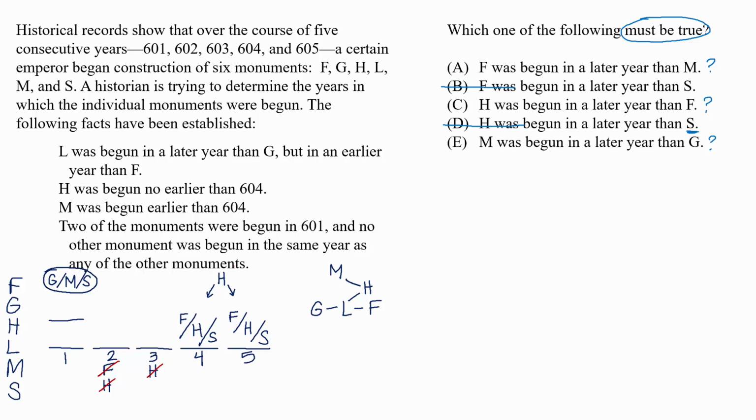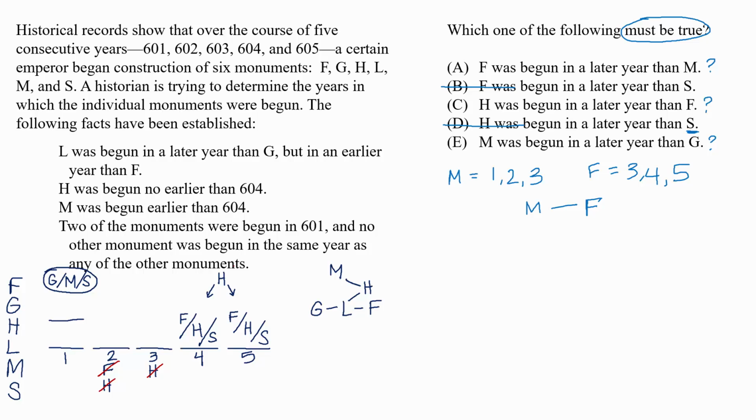Well, let's look at what we know about each of these monuments. We know that M is either 1, 2, or 3. We also know that F is either 3, 4, or 5. Now, they do overlap by being able to be in 603, but remember that there's no way that they could both be on the same day in 603. So F is going to be later than M no matter what. And we shouldn't feel bad that we didn't see this deduction initially. It's a fairly tough one to see, but we worked it out just fine nonetheless.